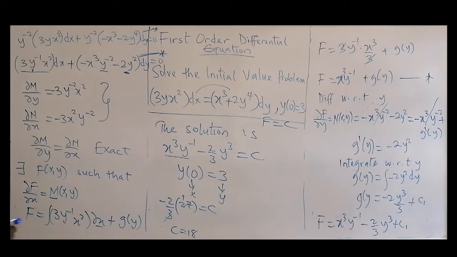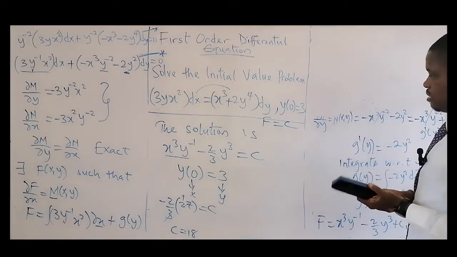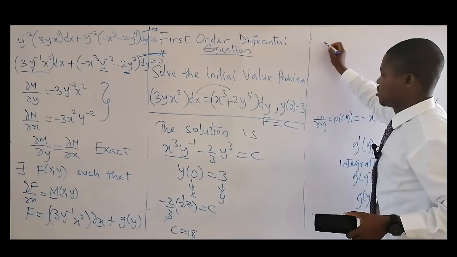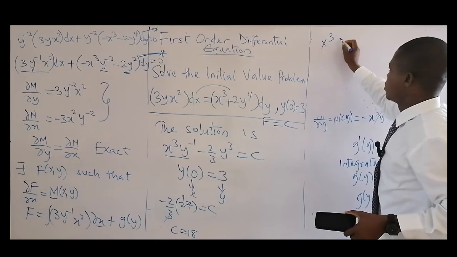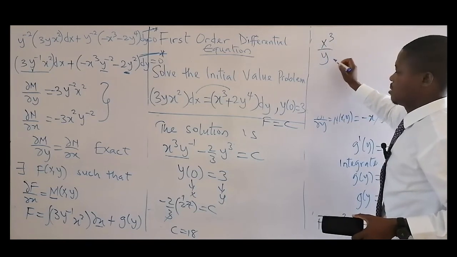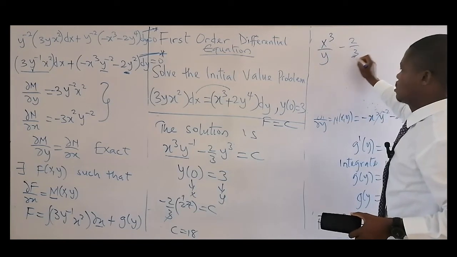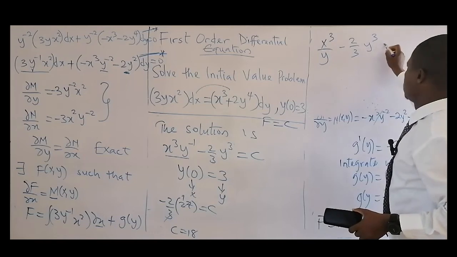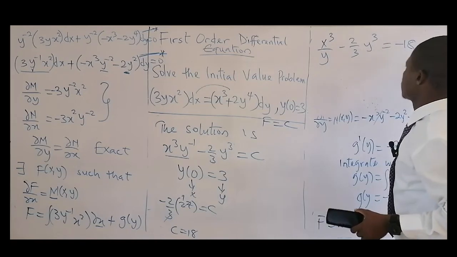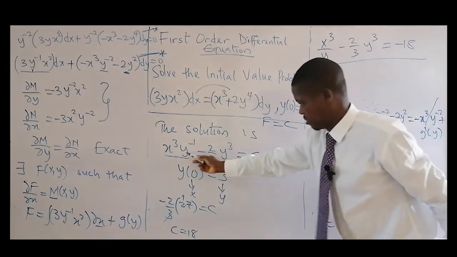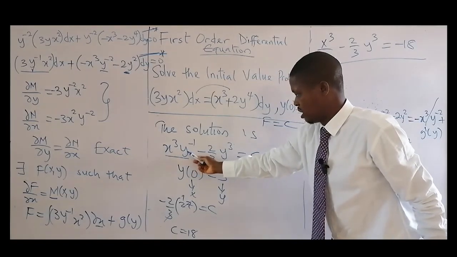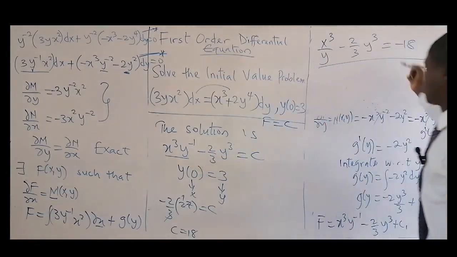So we just go back to the final answer. The solution is now this one, x³ over y minus 2 over 3 y³ equal to minus 18. So that's the solution. You can leave it this way, or you can remove that minus 1. So that's the solution to that question.